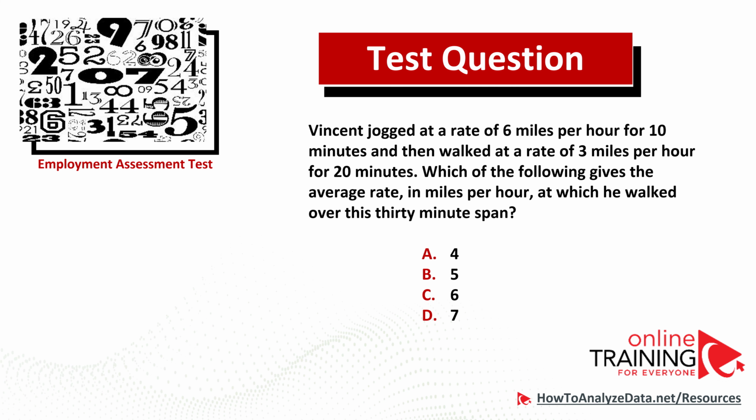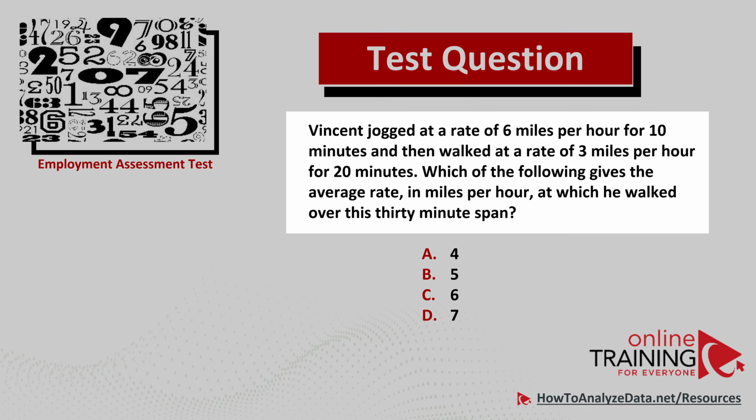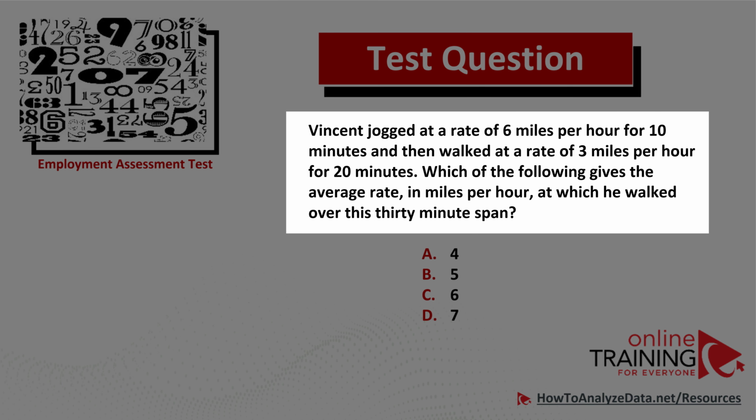And now, here's the question for your practice. Vincent jogged at a rate of 6 miles per hour for 10 minutes and then walked at a rate of 3 miles per hour for 20 minutes. Which of the following gives the average rate in miles per hour at which he walked over this 30-minute span?